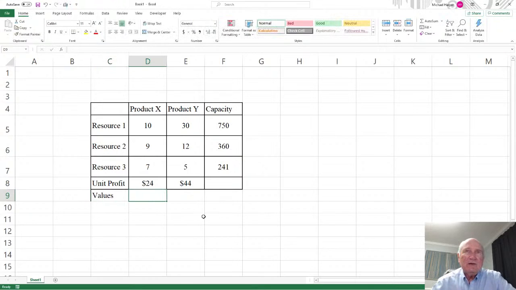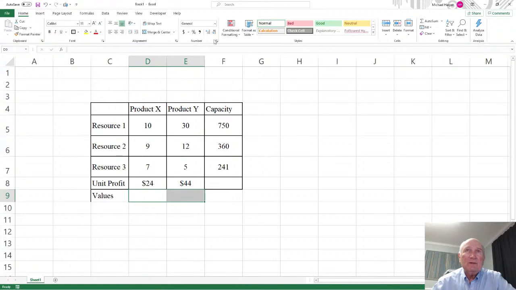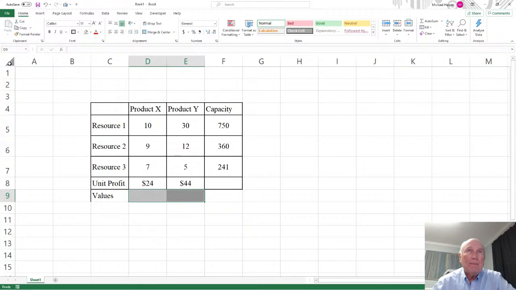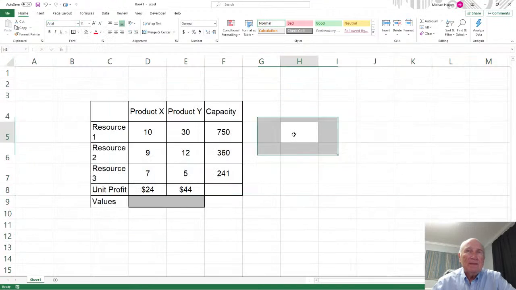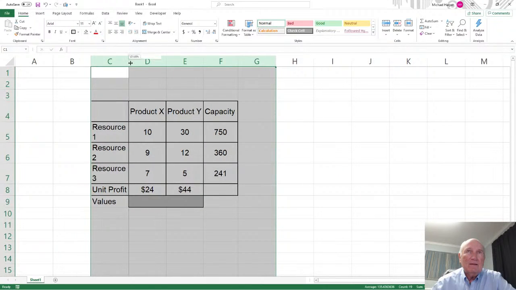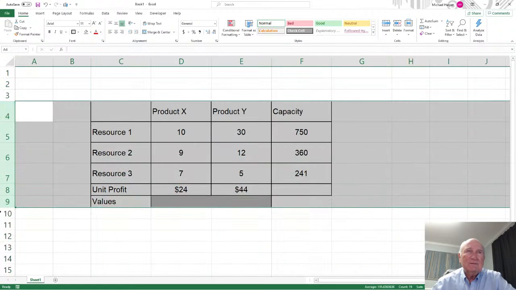So these right here are how much of products X and Y I'm going to produce. And let me shade this in. The shade thing is here. Go to Arial, it's a little easier to see, as you can tell. Okay, let's format this stuff. Here we go, and format this.